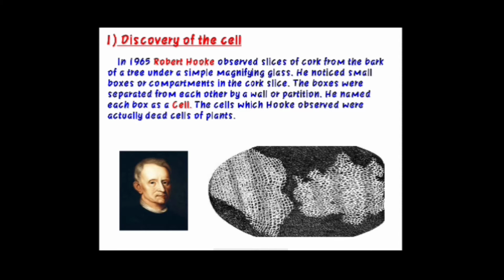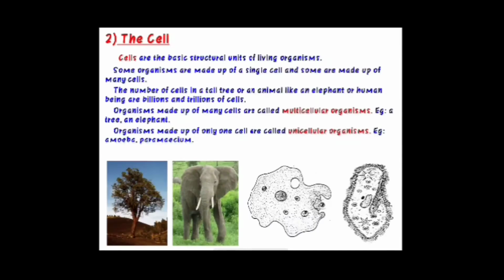In 1665, Robert Hooke observed slices of cork from the bark of a tree under a simple magnifying glass. He noticed small boxes or compartments in the cork slice. The boxes were separated from each other by a wall or partition. He named each box a cell. The cells which Hooke observed were actually dead cells of plants.